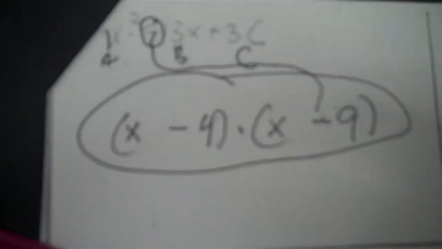So I've got 1x squared, that's x times x. Then I've got 4 and 9. So I have minus 13x, so that means we have to have minus 9. And on a sum, the signs have to be the same sign. So I have minus there, I'll have minus there. X minus 4 times x minus 9.